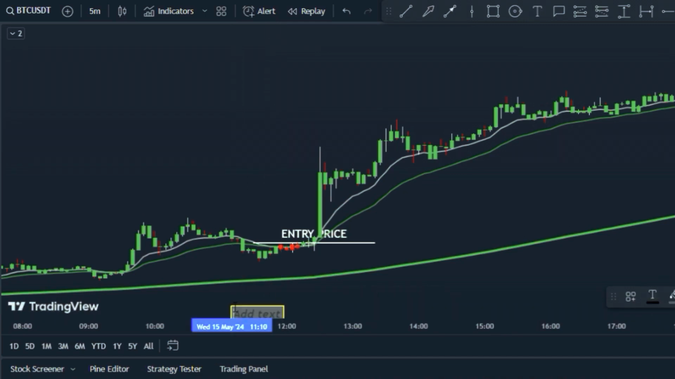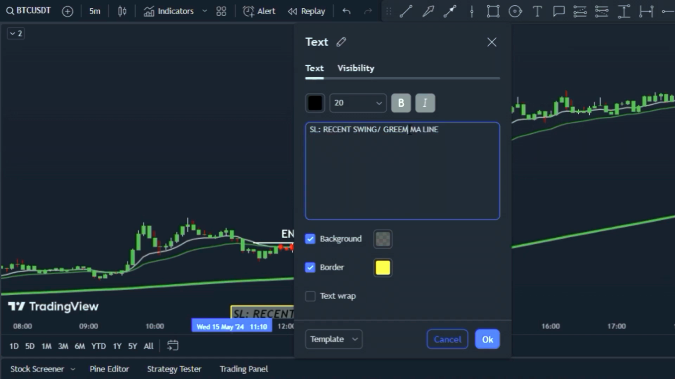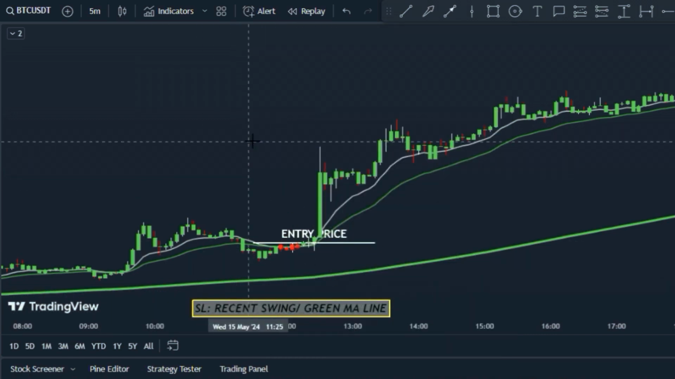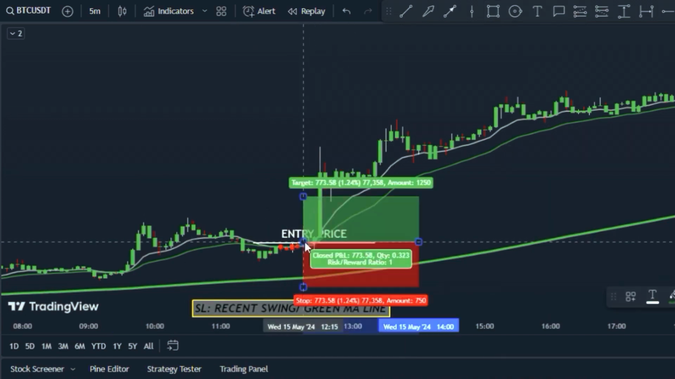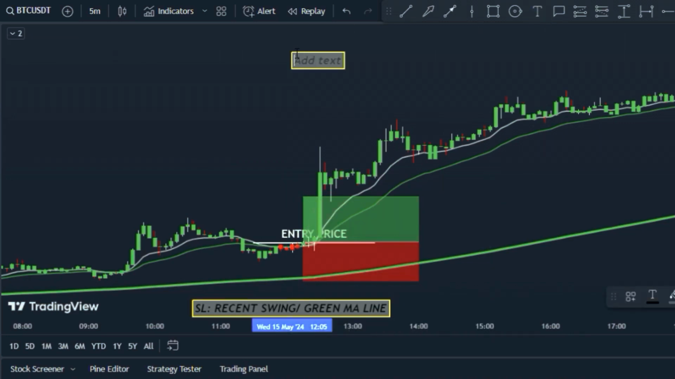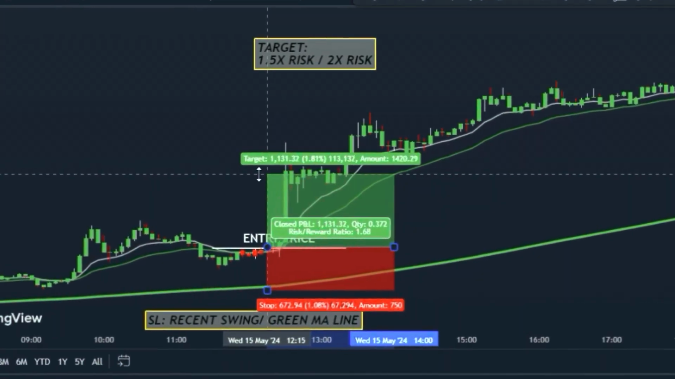Protect your trade by setting a stop loss below the recent swing low or the green moving average line. This helps you manage risk if the market shifts unfavorably. And for exiting with profit, set your first target at 1.5 times the distance between entry price and stop loss level. Consider exiting a portion of your trade volume here and the rest at target twice the risk.